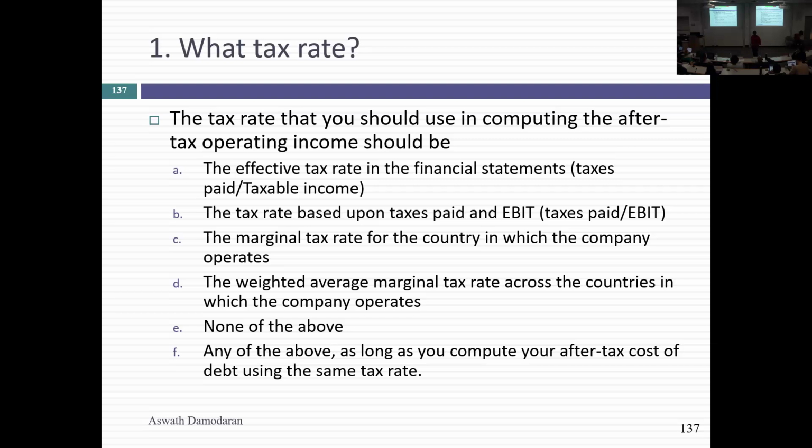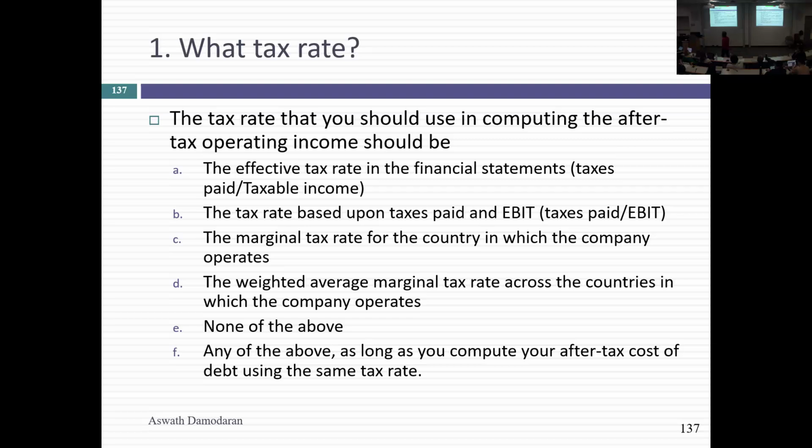I could use the effective tax rate, which comes right out of the income statement: taxes payable divided by taxable income. Every company reports this. I could compute my own tax rate by taking the taxes paid and dividing by operating income, which would be lower than the effective tax rate because I'm using EBIT. I could use the marginal tax rate for the country in which I'm incorporated, which is what we did with cost of debt. I could use some kind of weighted average marginal tax rate of the many countries in which I operate. Maybe the answer is none of the above, but if you make that choice, I'd like you to tell me what you would use instead, because you have to use some tax rate.